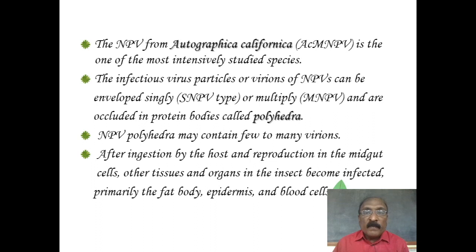The NPV from Autographa californica is one of the most intensively studied species. The infectious virus particles or virions of NPVs can be enveloped singly or multiply, that is SNPV type or MNPV type, and occur in protein bodies called polyhedra. NPV polyhedra may contain few or many virions. After ingestion by the host, that is the insect, and reproduction in the midgut cells of the insects, other tissues and organs in the insect become infected, primarily the fat body, epidermis, and blood cells.